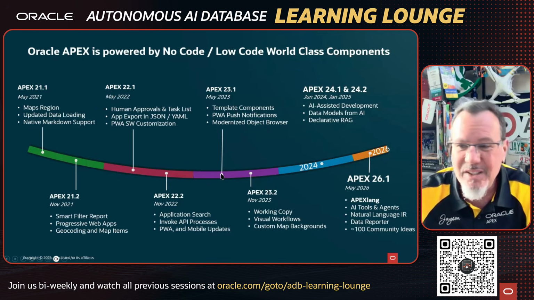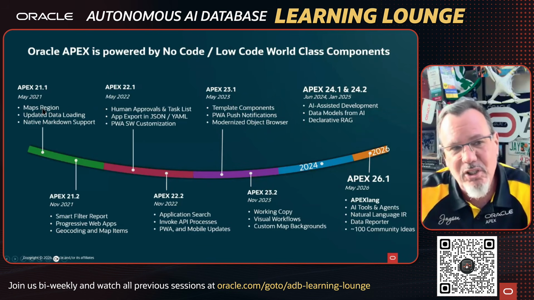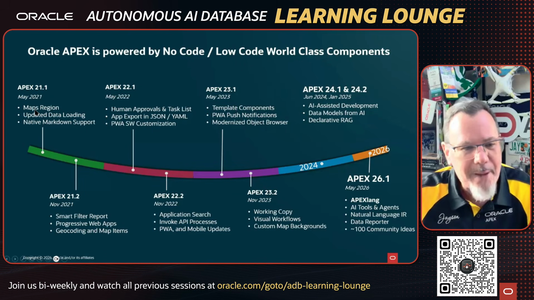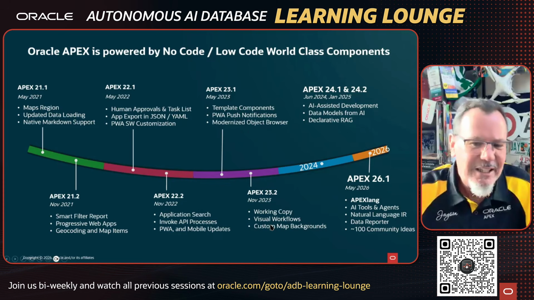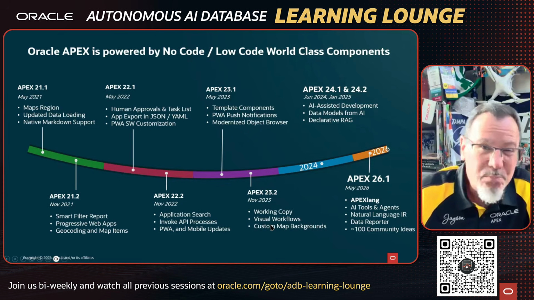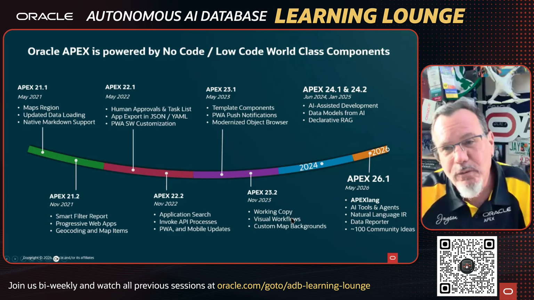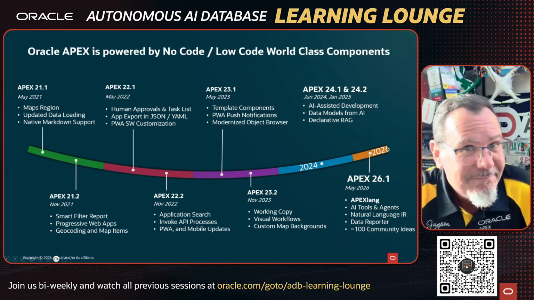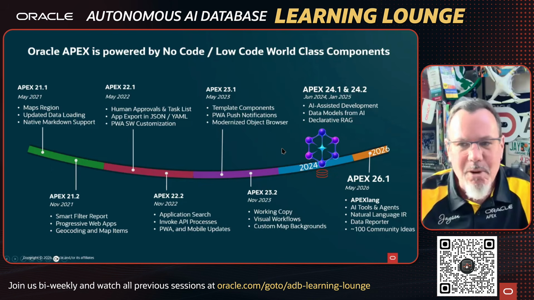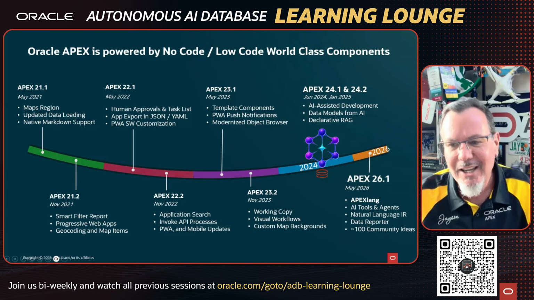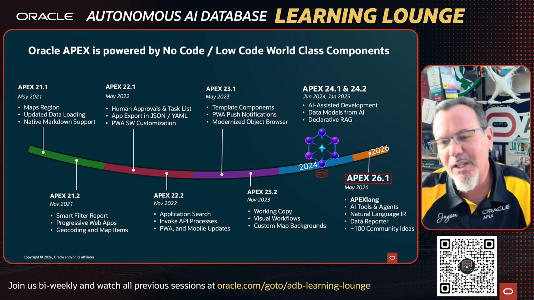And this is just a representation graphically of the last 5 years. Since the pandemic drew to a close, we've drawn on the maps region, we've drawn on human approval tasks, we've drawn on the ability to do business process automation with visual workflow. Then we added AI-assisted development, being able to create data models using AI, declarative RAG. We now have APEXlang and Apex 26.1.